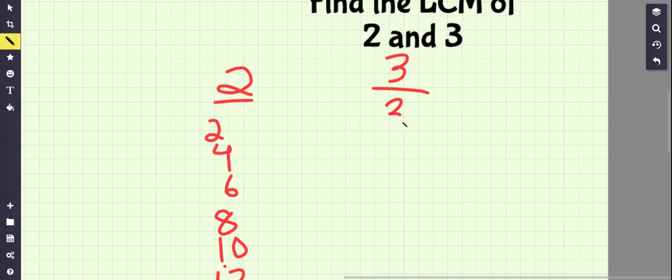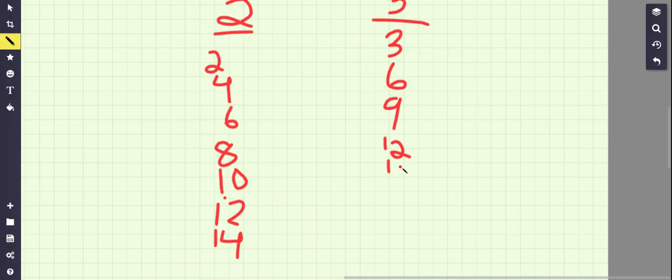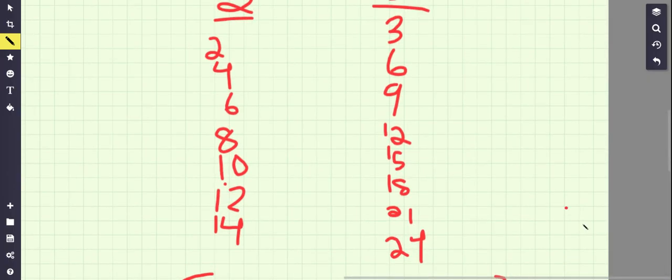Now, we're going to list the multiples of 3: 3, 6, 9, 12, 15, 18, 21. Good. Now we find the common multiples. Next we find the common multiple.